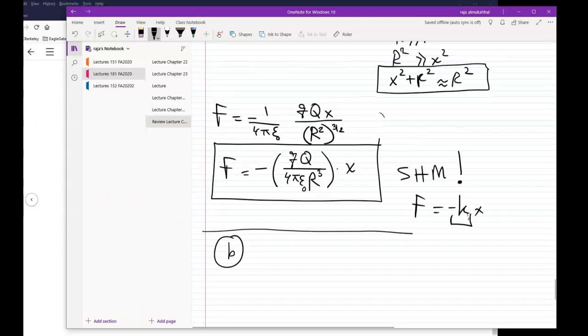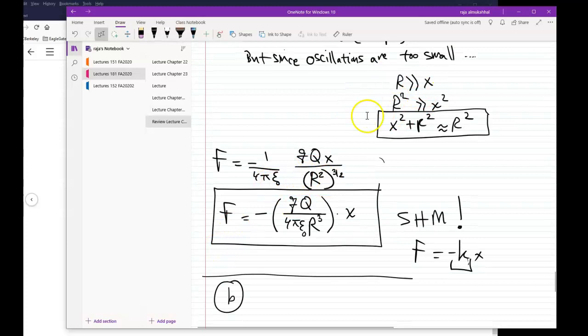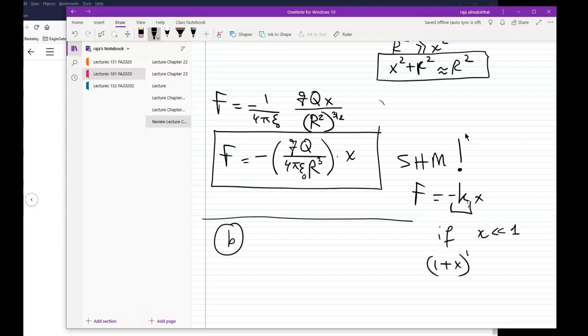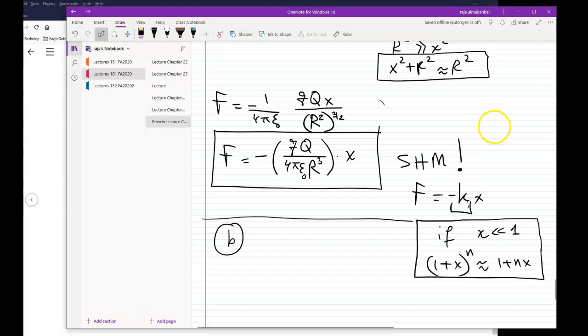The approximation that we use here is this one right here, and it is a legitimate approximation, no problem. But here is a fancy way of writing it. If X is much smaller than 1, then 1 plus X to the power of N is almost equal to 1 plus NX. Here is your exercise. Use this approximation to arrive at this force.